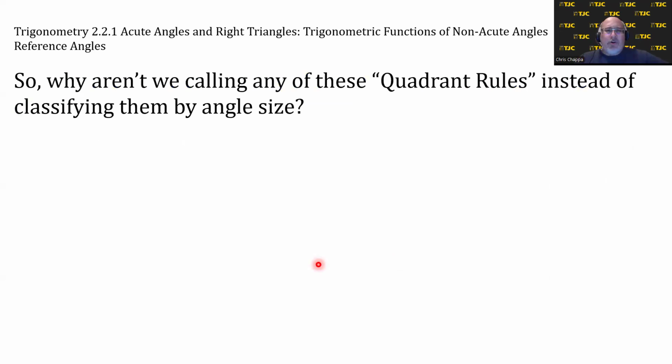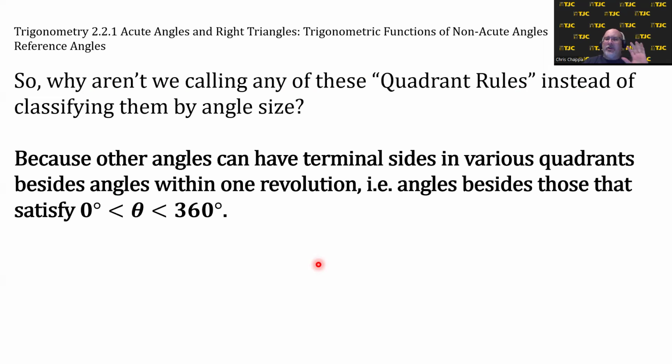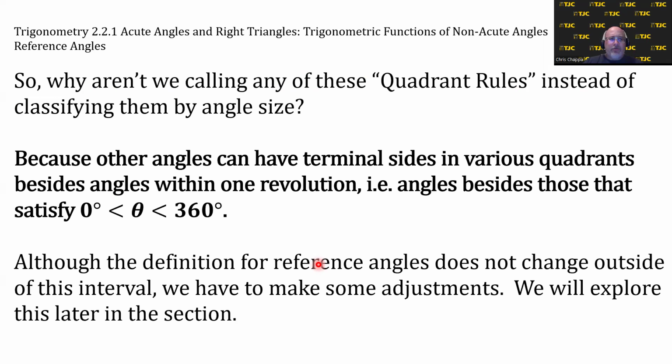So why aren't we calling these quadrant rules instead of classifying them by angle size? Because there are other angles outside of 0 to 360 where these rules would fail to work. So although the definition of reference angle does not change outside this interval, we will have to make some adjustments, and we'll explore this in a later section.